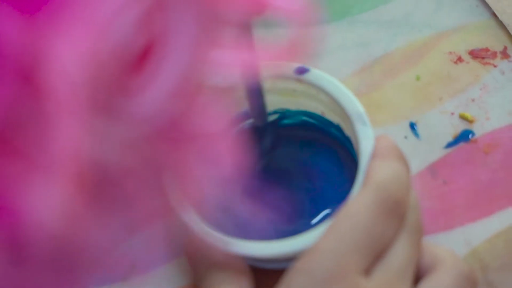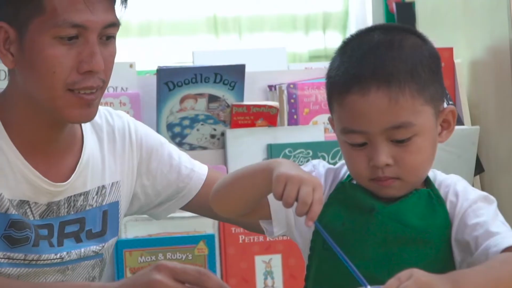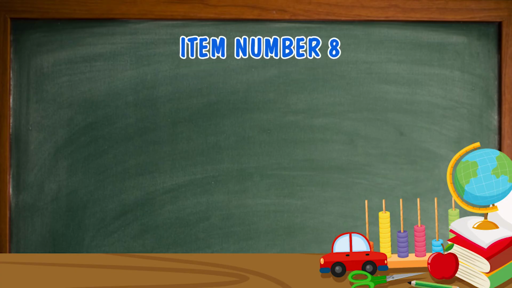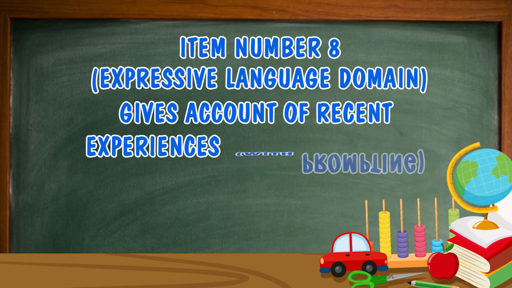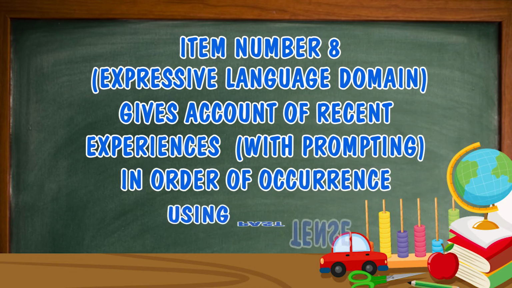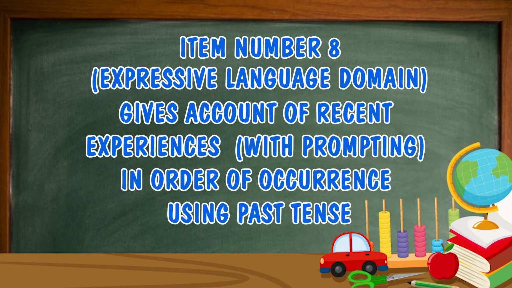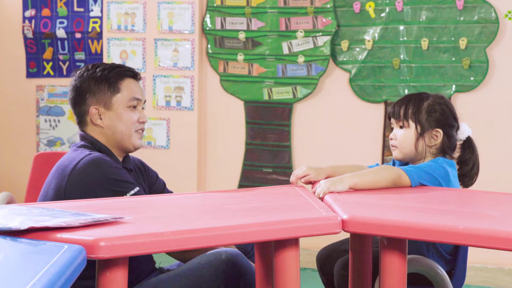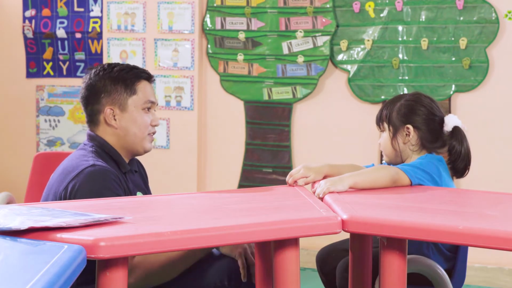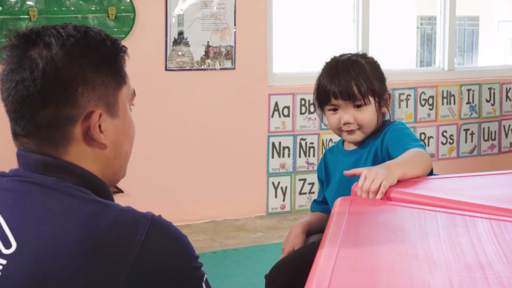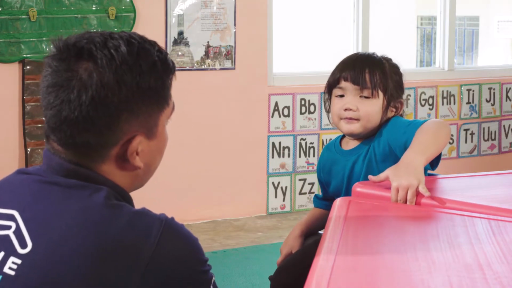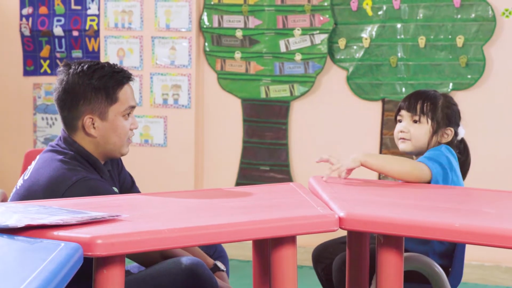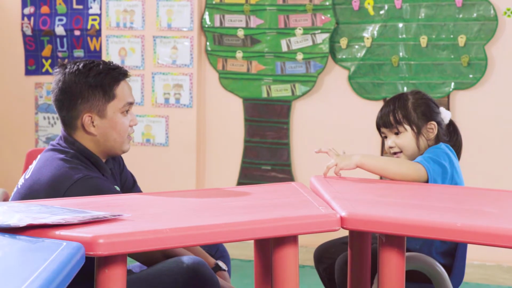One of the items that may be directly asked from parents is item number 8 of the expressive language domain. Gives account of recent experiences with prompting in order of occurrence using past tense. Na ikukwento ng bata ang mga bagong karanasan niya ng may guide nang naaayon sa pagkakasunod-sunod ng pangyayari. Gumagamit ng mga salitang nasa past tense.